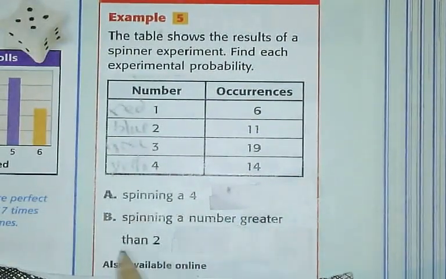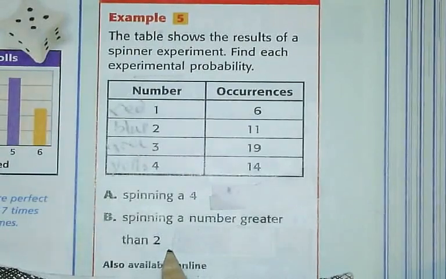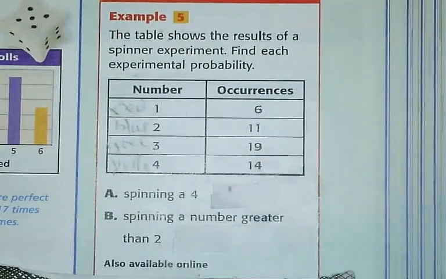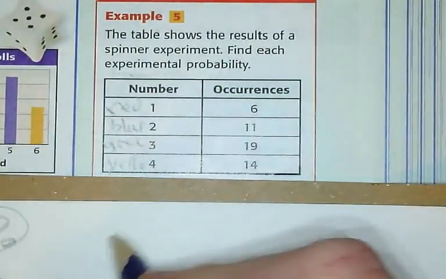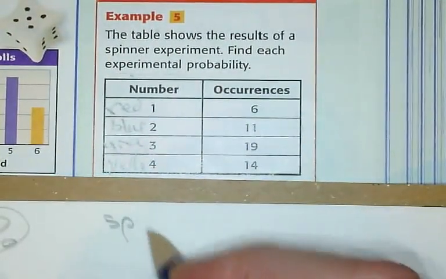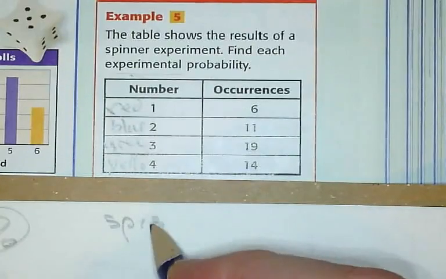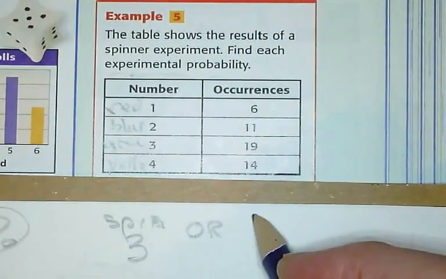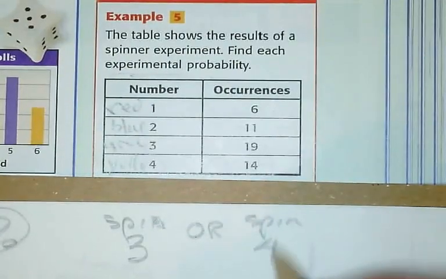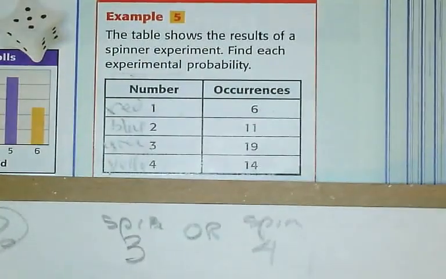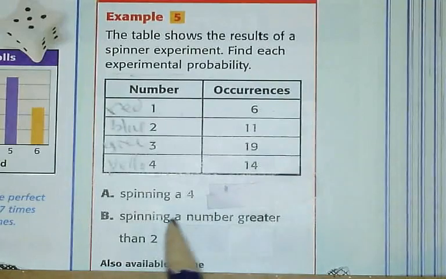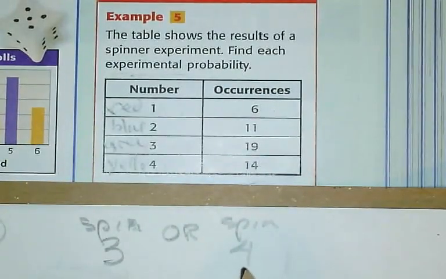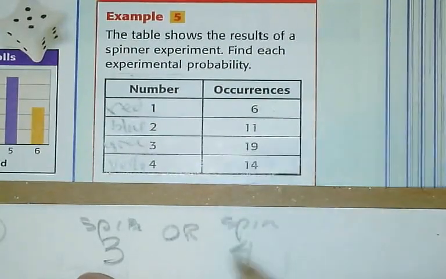Let's look at this one. Spinning a number greater than 2. Well, greater than 2 means you spin a 3 or you spin a 4. So let's write that down. Spin a 3 or spin a 4. Right? That's what they're talking about. When they say spinning a number greater than 2, they're saying spin a 3 or spin a 4.